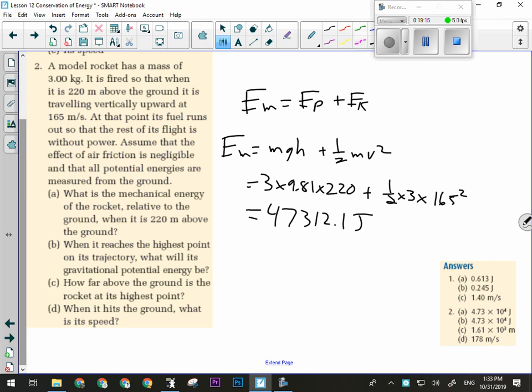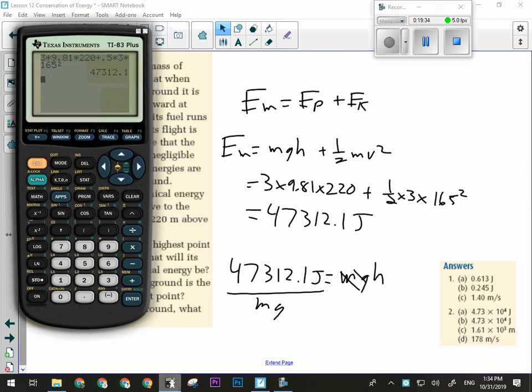For part C, how far above the ground is the rocket at its highest point? Well, here's how much energy it has. It's all potential, so I'm just going to say 47,312.1 joules equals m times g times h, and I'm going to solve for h by dividing both sides by mg. So I'll take that number I calculated and divide it by 3 times 9.81.